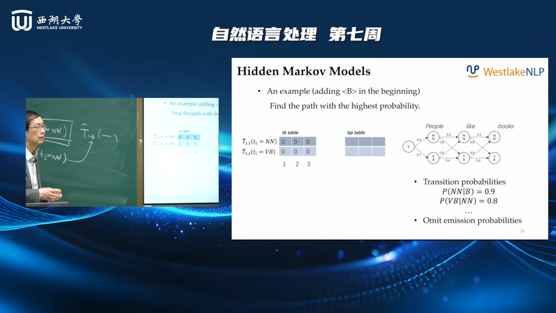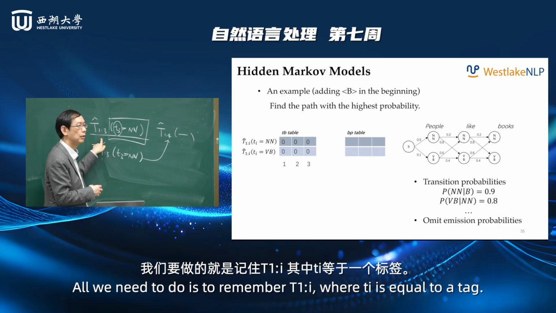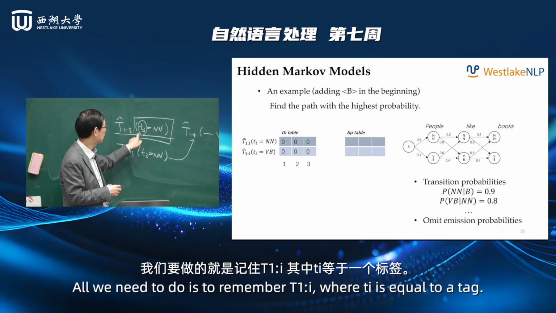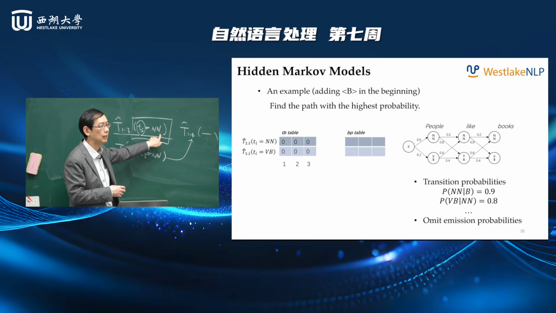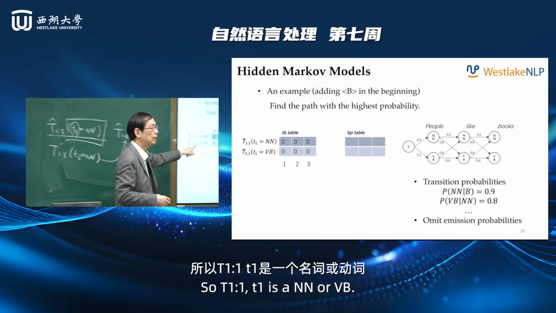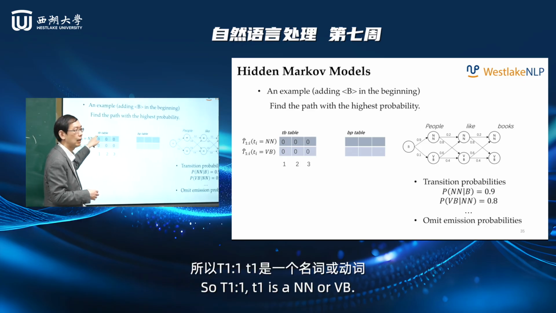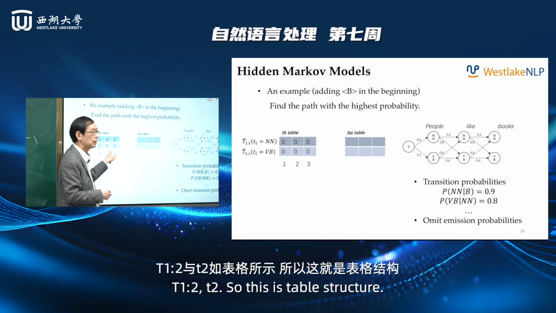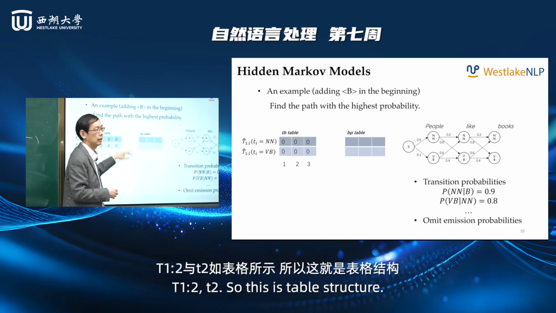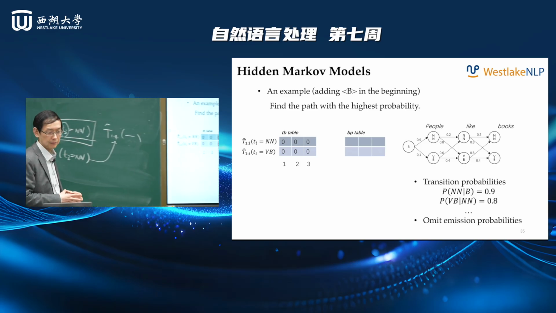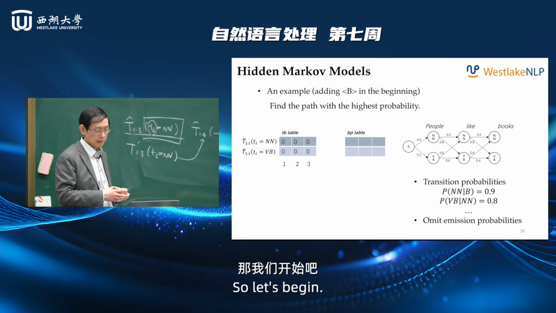All we need to do is to remember T1 to i, where Ti is equal to a tag. So T1 to 1, T1 is a noun or verb. T1 to 2, T2. So this is the table structure. So let's begin.